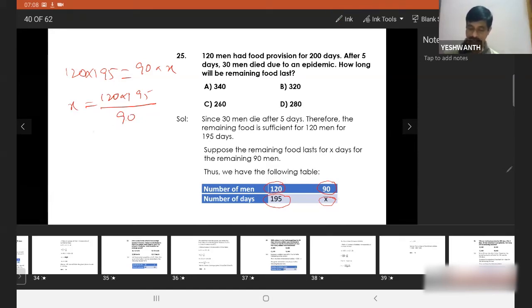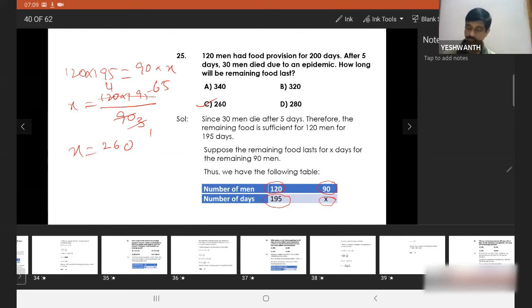Okay. So now look at this. This 0 gets cancelled. This is 3 3s, 3 4s. Okay. So this is 3 ones, 3 6s 18, 3 5s 15. So this is 5 4s 20, 24 plus 2, 26. So the number of days it lasts is 260 days.